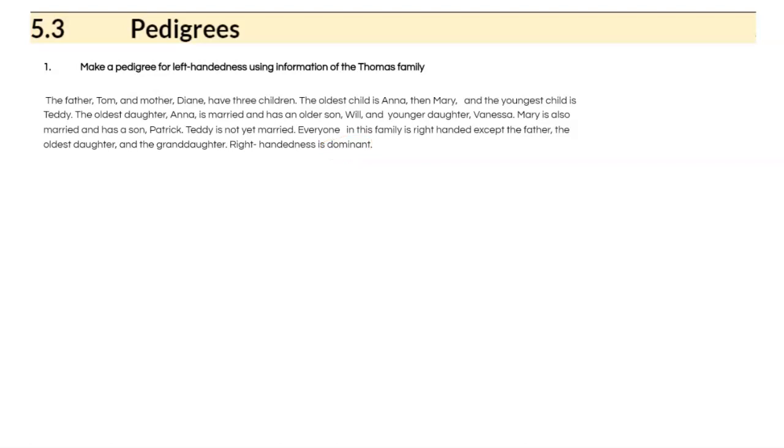First of all, I am going to do a symbol for Father Tom. And then I'm going to show that he is married by doing that dash, Mother Diane. To show that it's a female, I'm going to draw a circle. Now it says the oldest child is Anna, and they have 3 children. So I'm going to create a big long line here because I'm not sure how much room I'm going to need. And I'm going to show Anna.